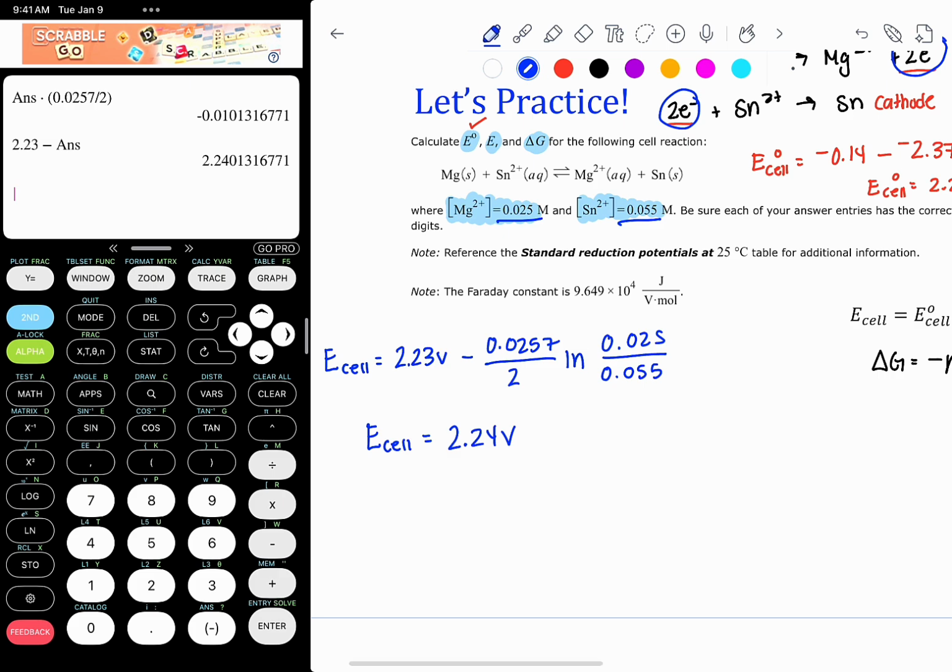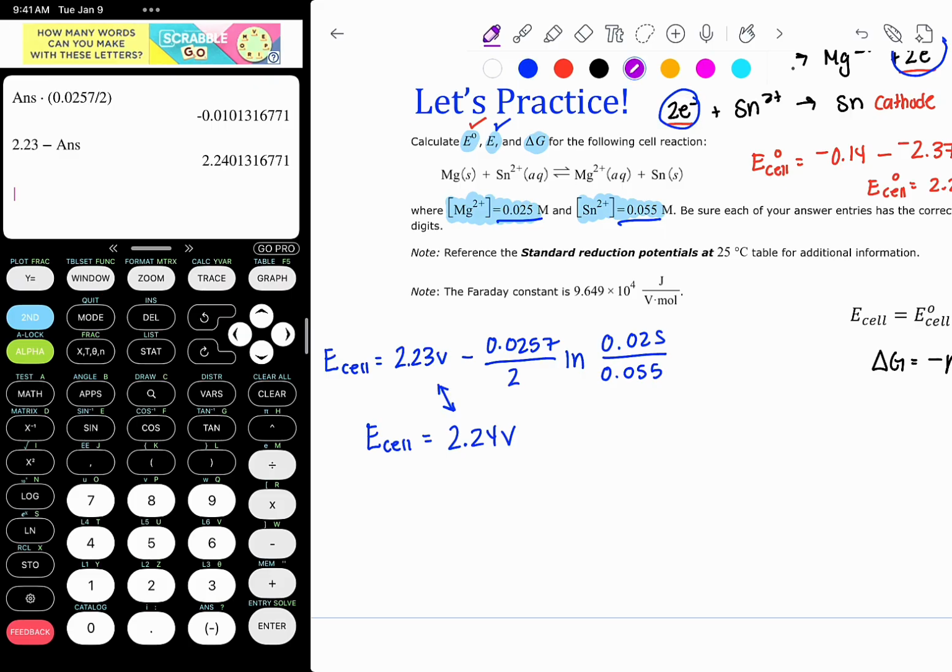And again, these numbers are very similar to each other. That's a good way to check our work. They're very close, they're very similar, and that's where we would expect them to be. They shouldn't be off by 2 or 3 volts. So we did E at non-standard, so that's our second one.